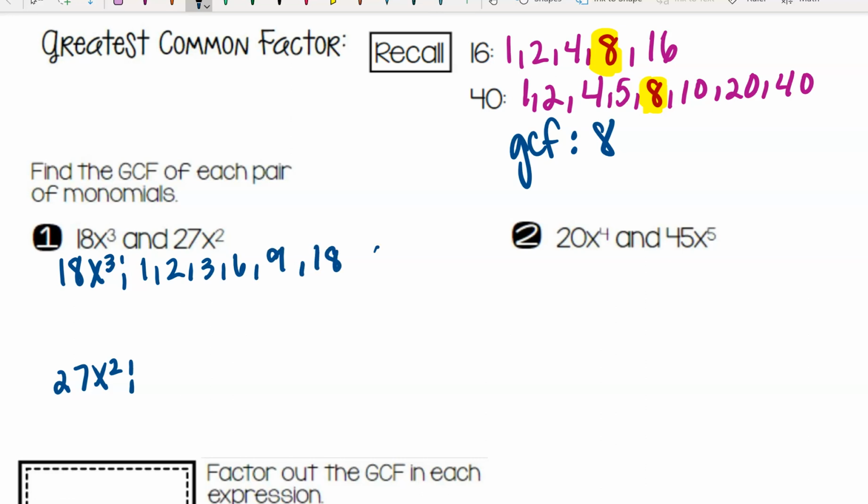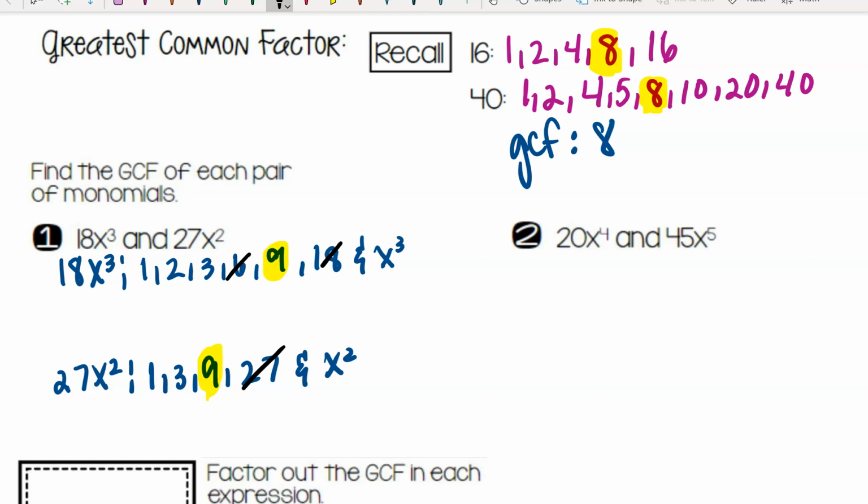And then there's also this x cubed. I'm just going to put it off to the side. For 27, same thing: we have 1, 3, 9, and 27, and then the x squared. The biggest factor that these coefficients have in common: they have a 1, they also have a 3, but they have this 9 right here. They don't share a 6, an 18, or a 27. So this 9 is really what you're looking at.